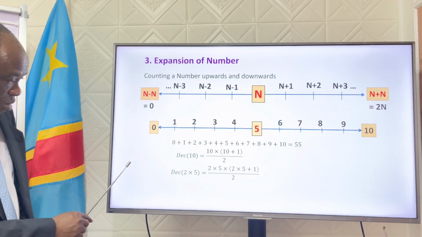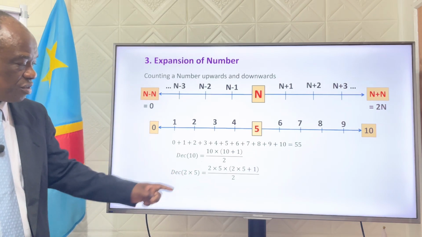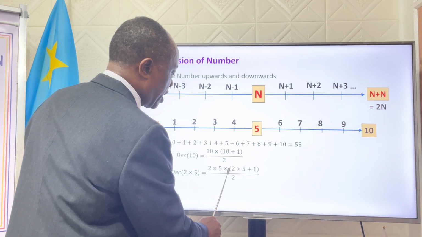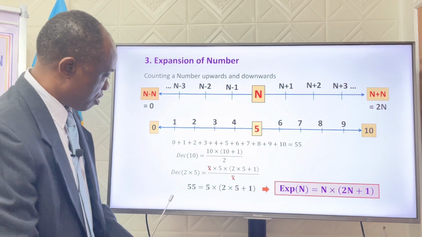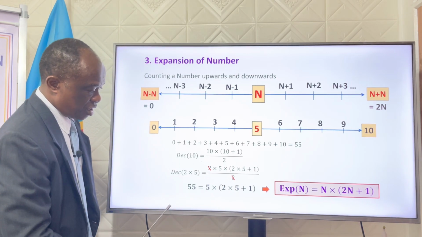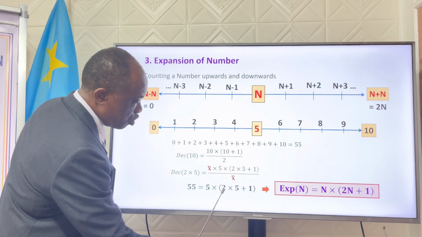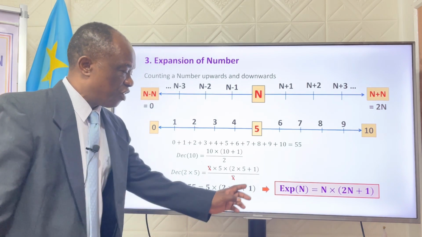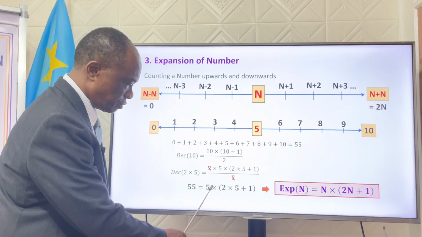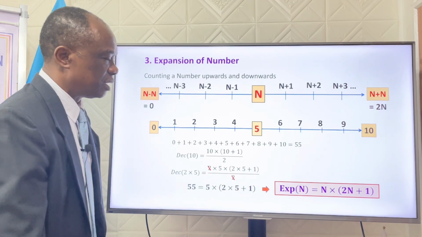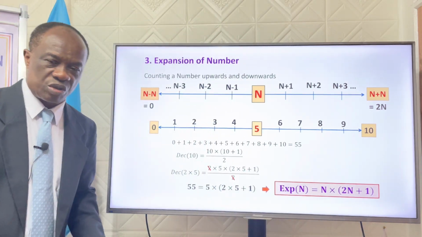And if we now replace the value of 10 by 2 times 5, then we have 2 times 5 multiplied by 2 times 5 plus 1, divided by 2. Then when we do our operation here, we cancel this and this. Then what remains is 55 equals 5 times (2 times 5 plus 1), no more division, sorry. So what we have here is only 5 times 2 times 5 plus 1. That's what gives us n times 2n plus 1. That's the expansion of a number.